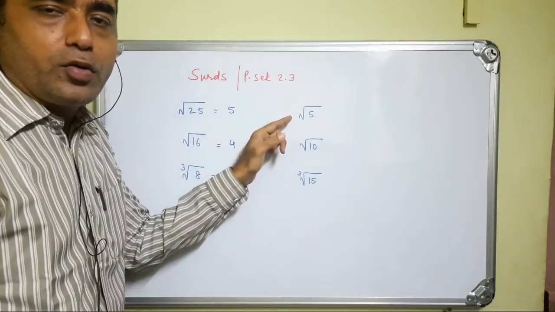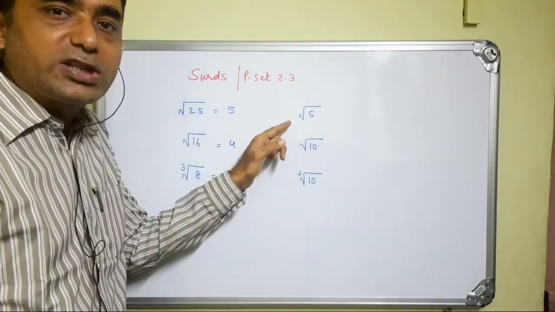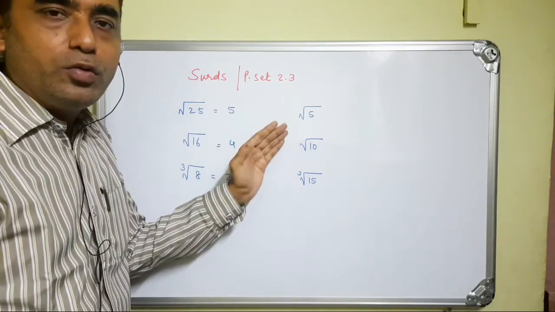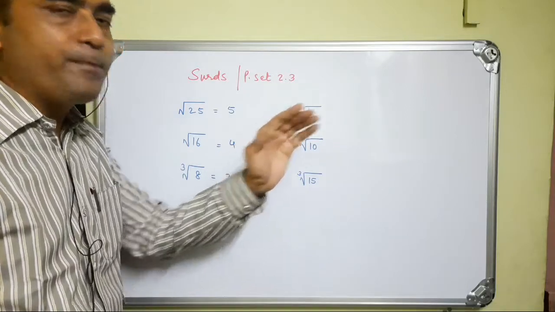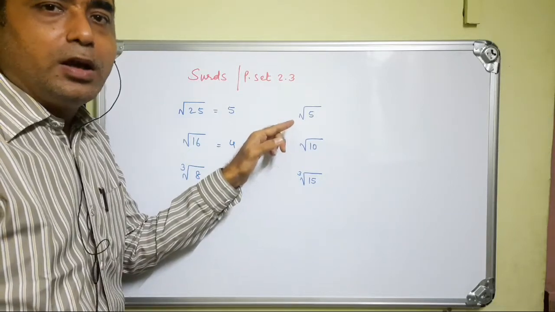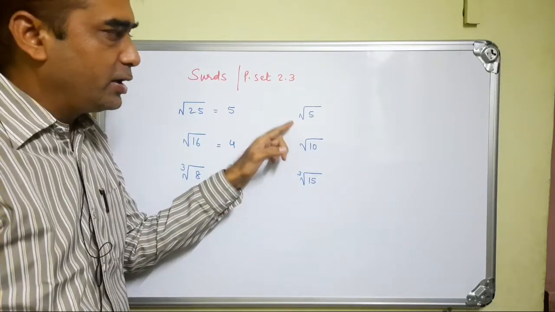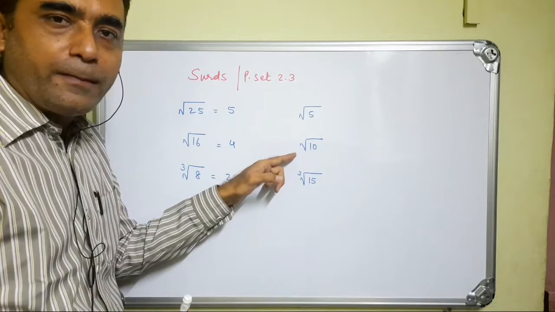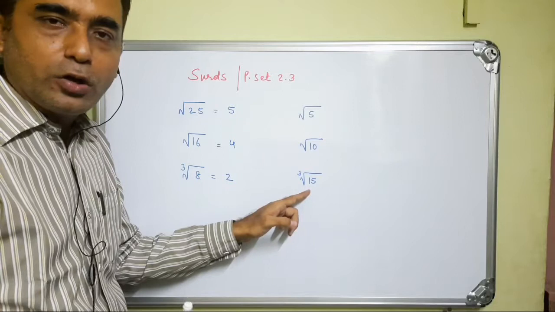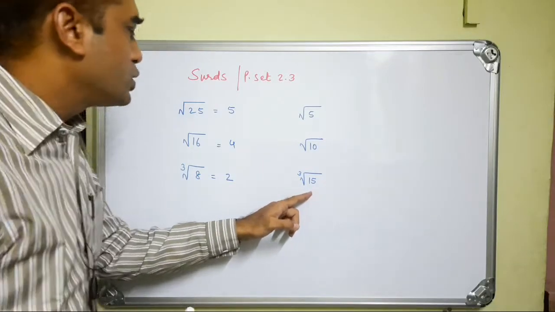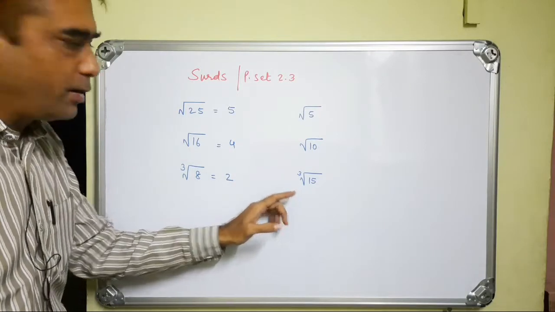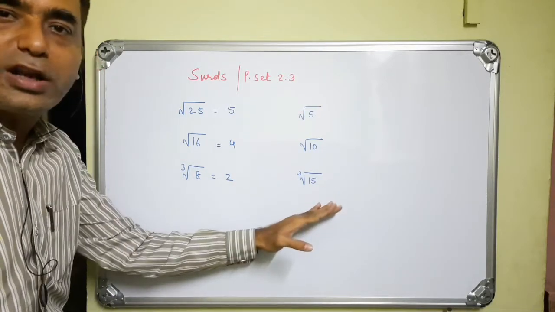Now square root of 5. You know that square root of 5 is an irrational number, because when we find its decimal form by the division method, we find that it is non-terminating and non-recurring. Similarly, square root of 10 is also an irrational number. Cube root of 15 is also an irrational number. So the square root or cube root of a number may be a rational number or an irrational number.